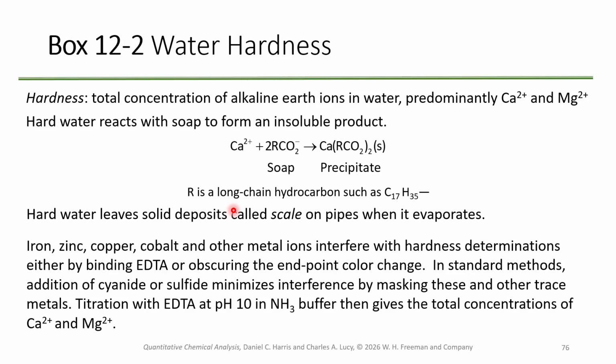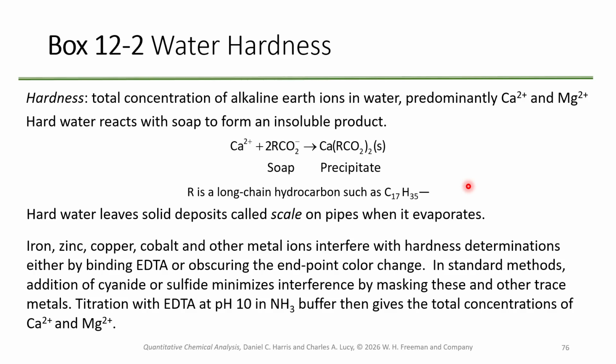Now, water hardness. This is the total concentration of alkaline earth ions in water. Predominantly, it's going to be calcium 2+ and magnesium 2+. The hard water actually reacts with soap to form an insoluble product. That's that precipitate right here. People typically call it soap scum. This is typically what happens if you wash your dishes and it doesn't work very well. This is probably why. You probably have hard water.